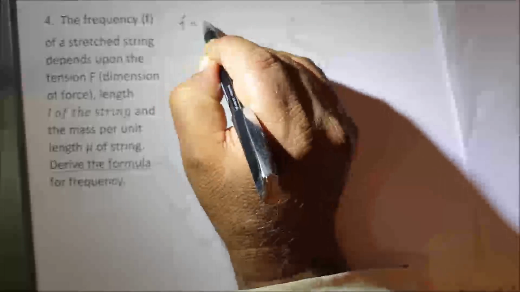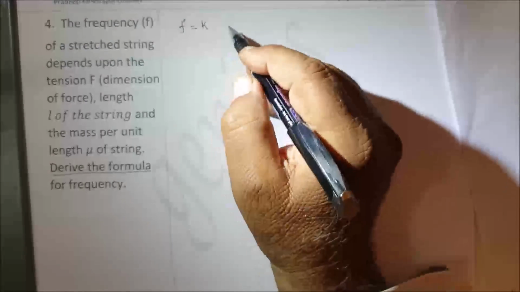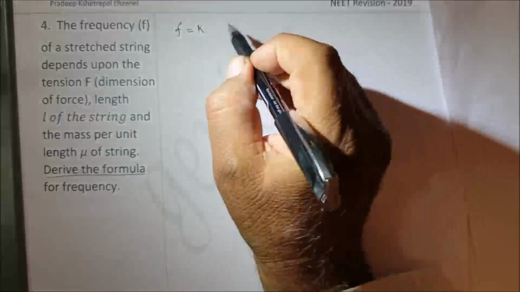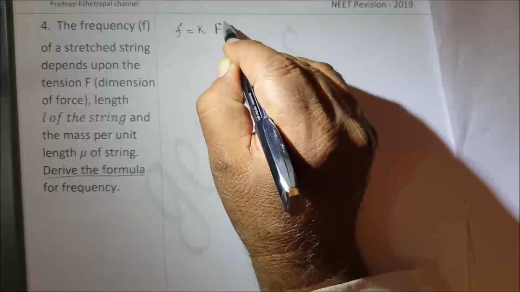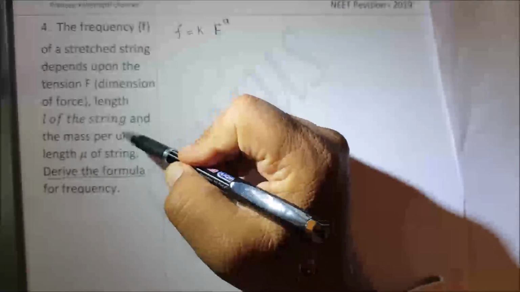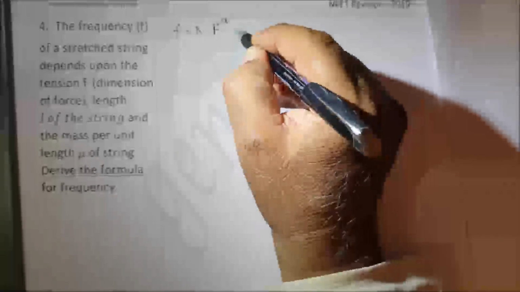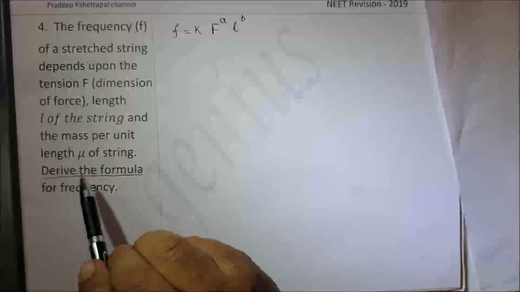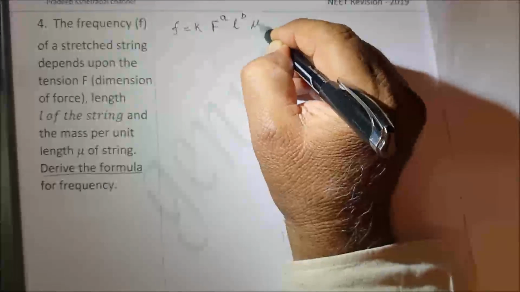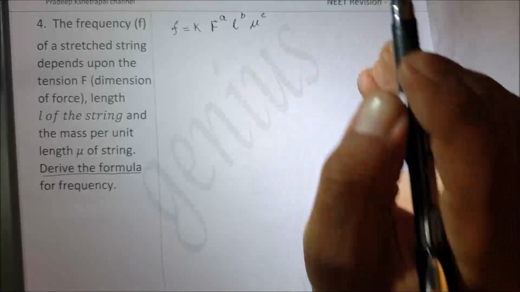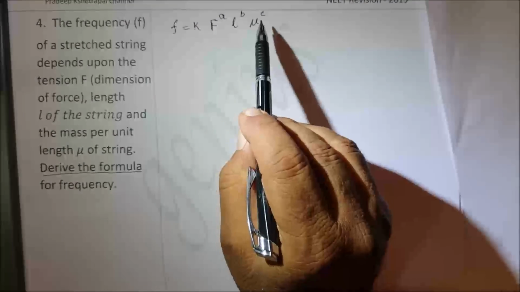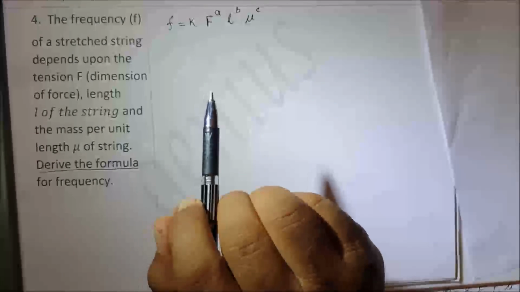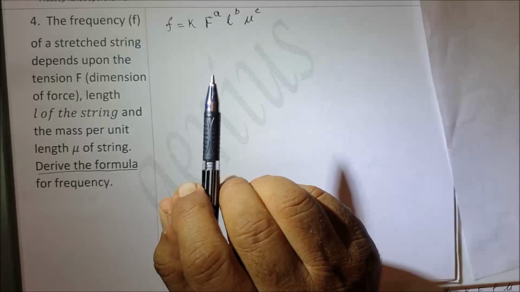F is equal to a constant, and then the quantities on which frequency depends, we take from the question. Tension F, power unknown, we write it A. Length L of the string, power unknown, we write it B. And mass per unit length mu, and the power is C. This is mass per unit length. Here A, B, C are the unknown powers. If we know these powers, then we have got the formula. So our target is to find the value of A, B, C.